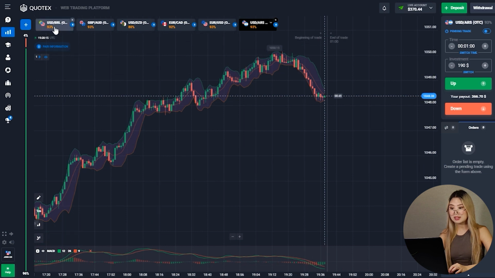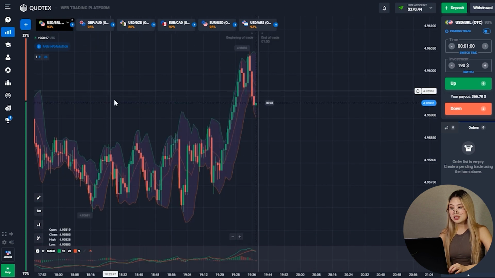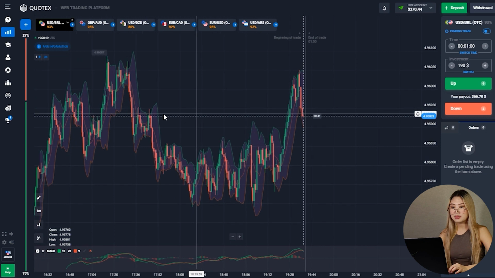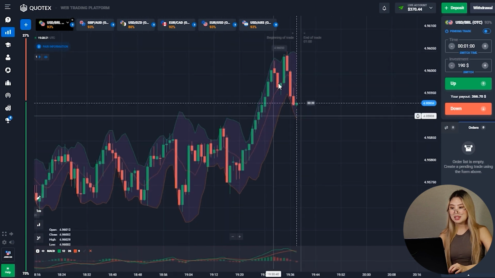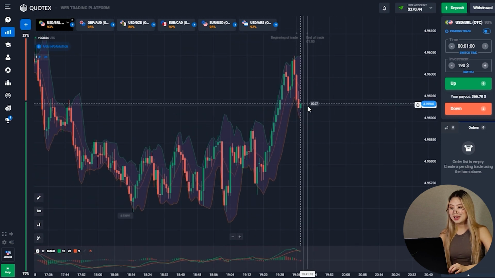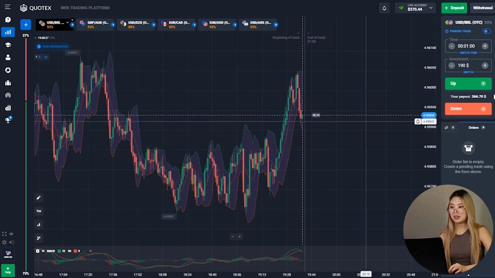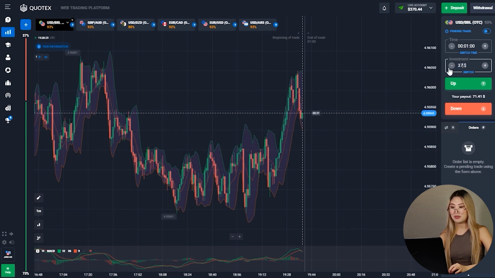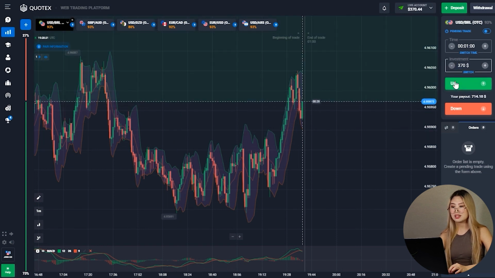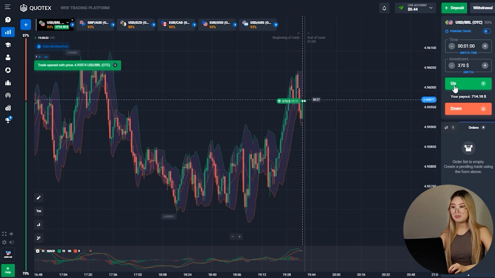And with that, let's move on to the first currency pair, American dollars and Brazilian real. And let's see what's going on here. And guys, just look at the strong bull movement we've had. And of course, price began its correction. Here we can add the support level. And I want to invest $370 here.